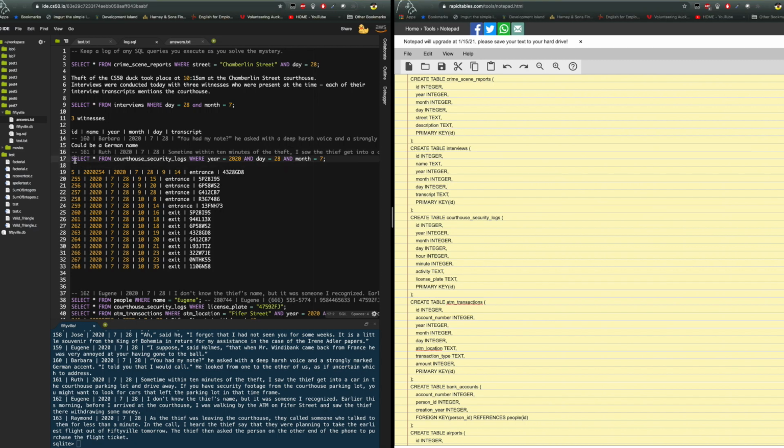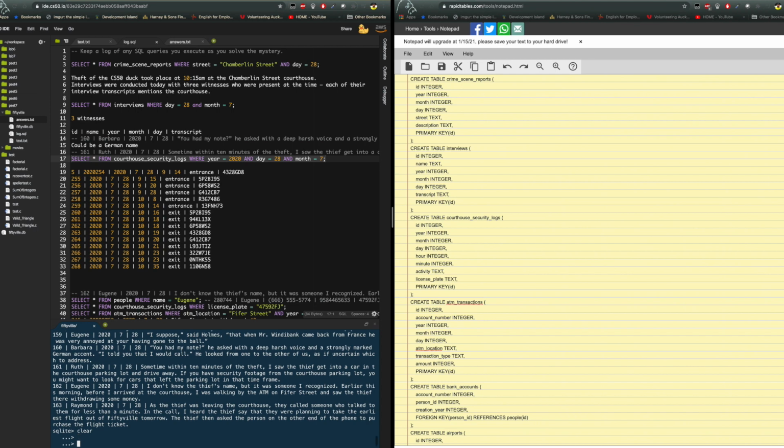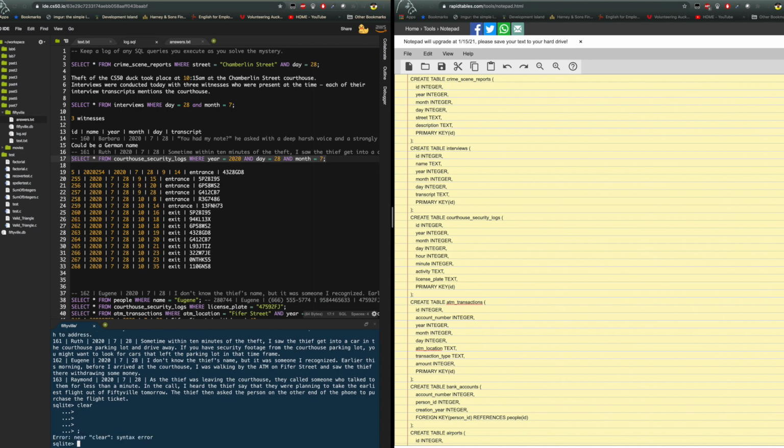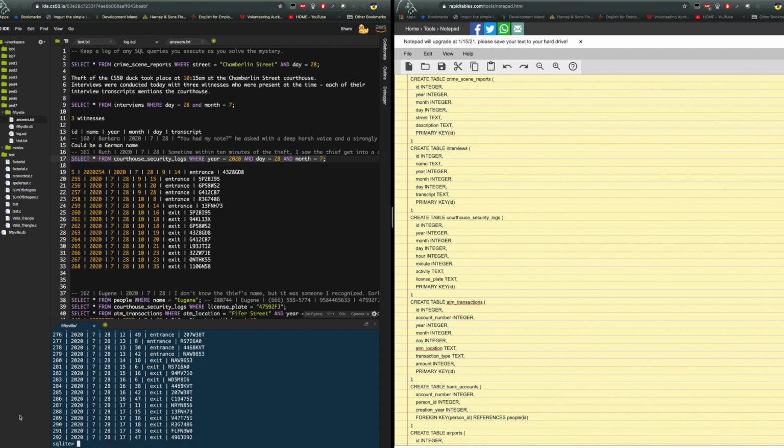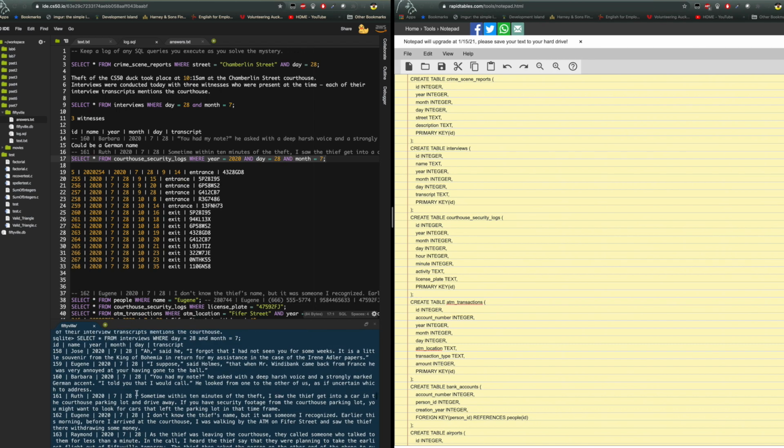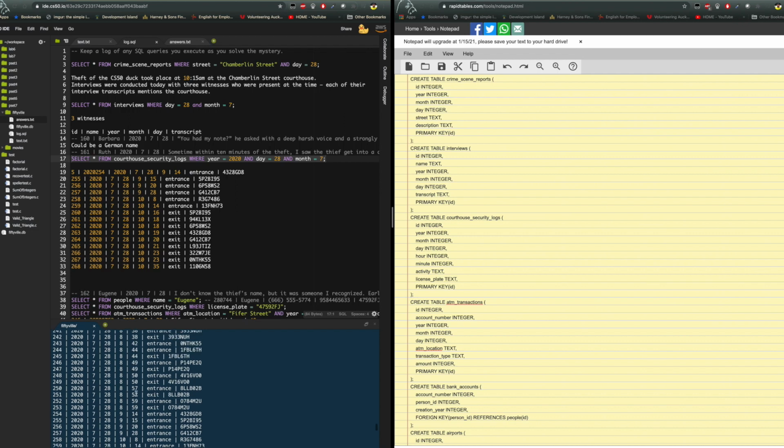From the courthouse security log, I just select everything on the year 2020, day 28 and month 7. We can't go into more detail. We have hour and minute in here, and I just wanted to see what they had. I think this command doesn't work. Basically just to clean a little bit. We're executing this command and getting all this information.